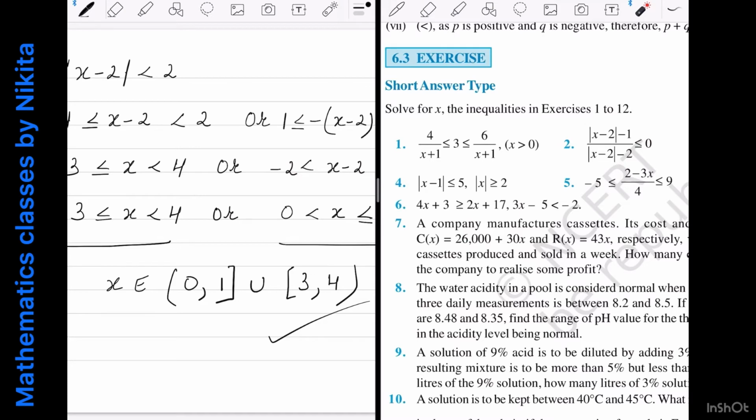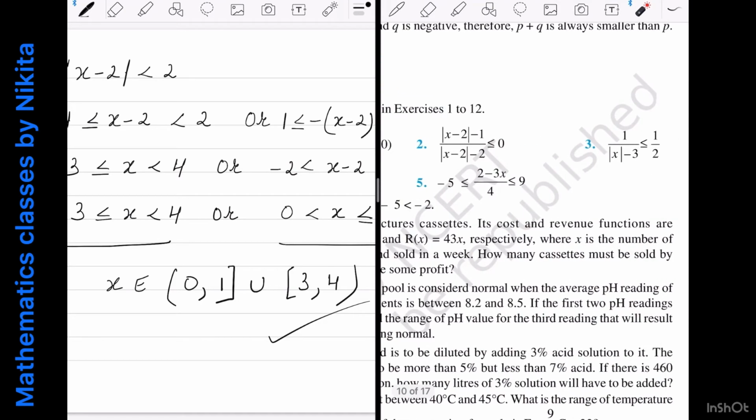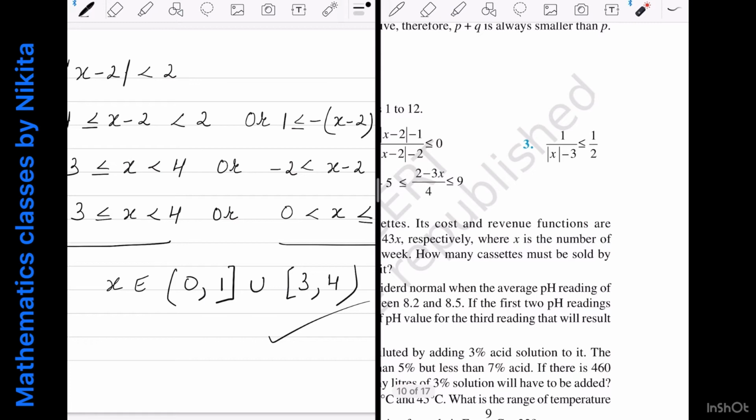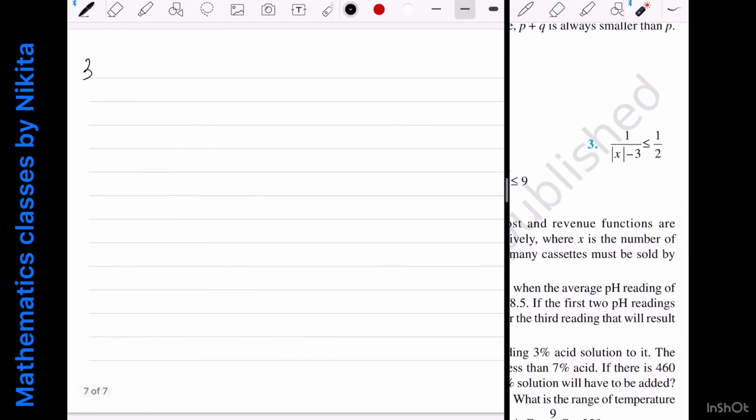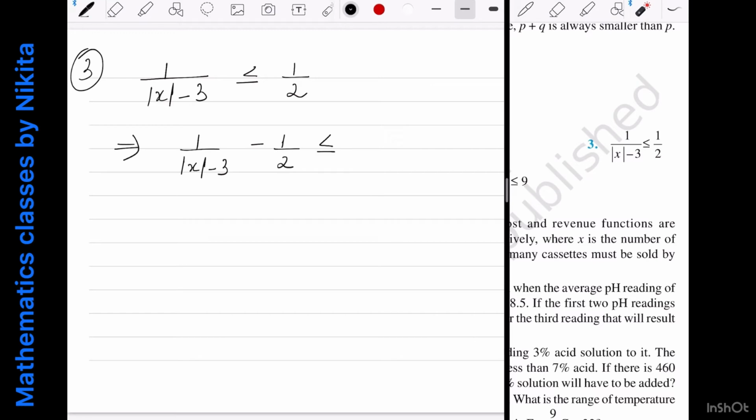Now let's see question number 3. Question number 3 says you have to find all those x which satisfies this inequality. So question number 3, it is given that 1 over mod of x minus 3 is less than or equal to half. Now this implies I can say that mod x minus 3 minus half is less than or equal to 0.